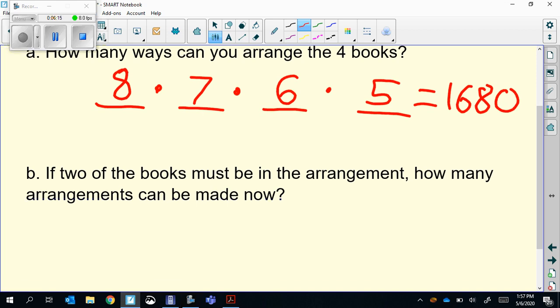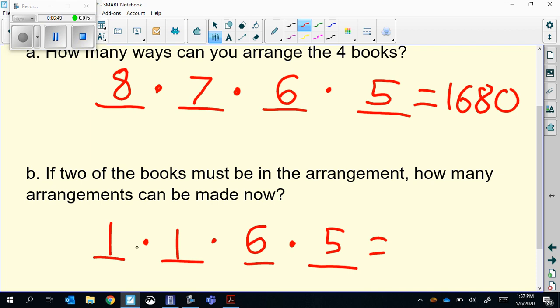All right, if the first 2 books, so now you're deciding, okay, I need this one to go first and then this one needs to go second. So you're taking those out of the equation. Those are locked in. How many arrangements can be made now? So we still have 4 total. We already took these 2 away because that one's locked in, that one's locked in. We only have 1 option there, 1 option there. So now that means we only have 6 more books available for that spot and 5 more books available for that spot. Multiply that out. 6 times 5 is 30. So now there's only 30 arrangements that can be made.